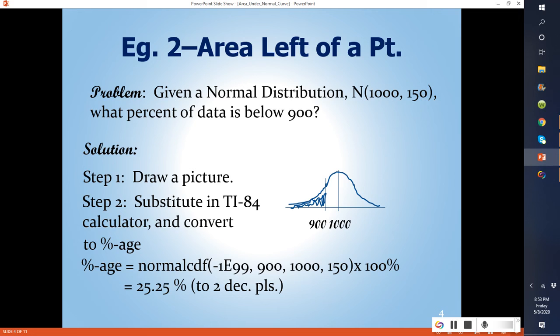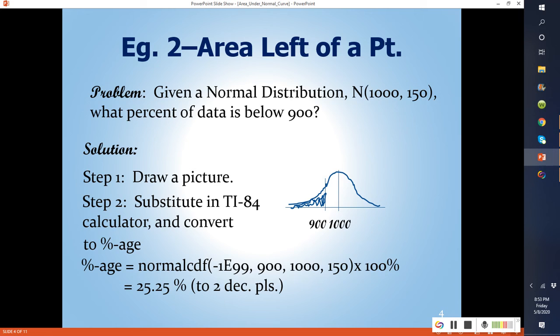Now the left point in this case is minus infinity, so we need some finite number to represent negative infinity, and we choose negative 1 E99. Don't use something like 9999, because sometimes the data values could be high values, and 9999 could just be one of the values, so you will get an incorrect answer.